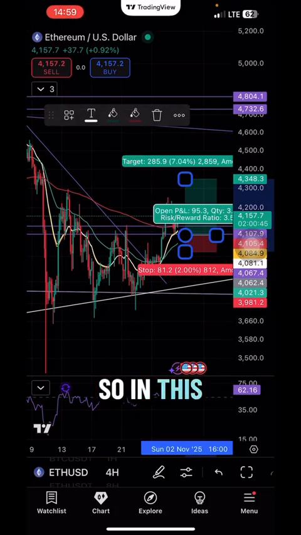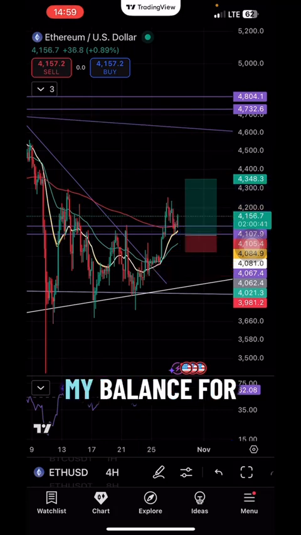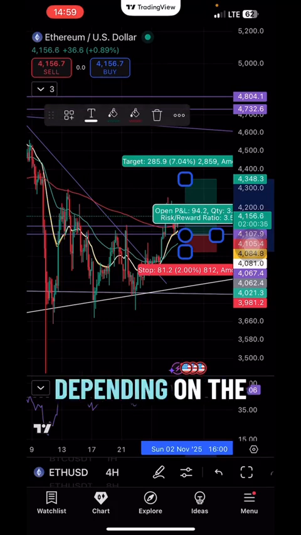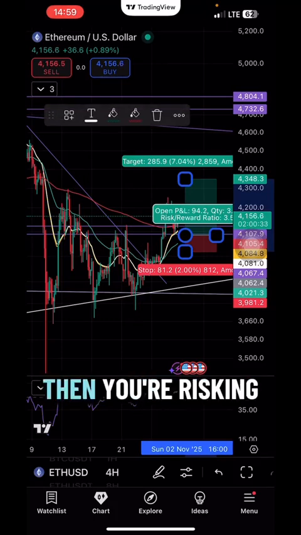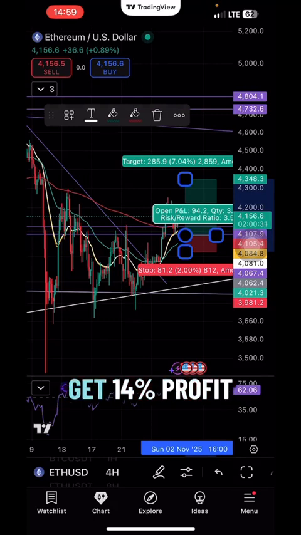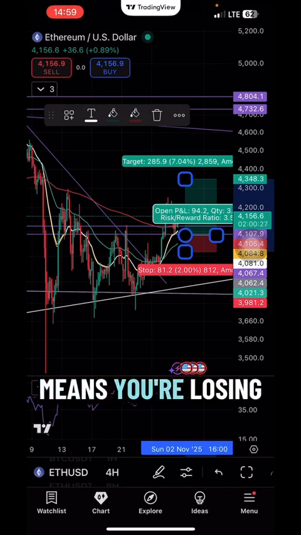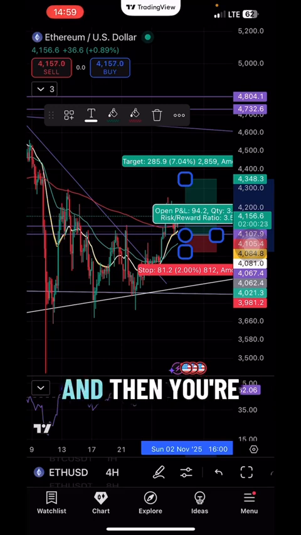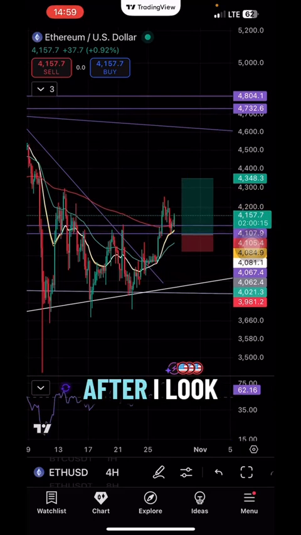In this instance, I want to risk 2% of my balance for 7% of profit, depending on the leverage. So if you're using 2x, that means you're risking 4% and you get 14%. If you're using 10x, that means you're risking 20% of your trading capital, and then you're going to make more.